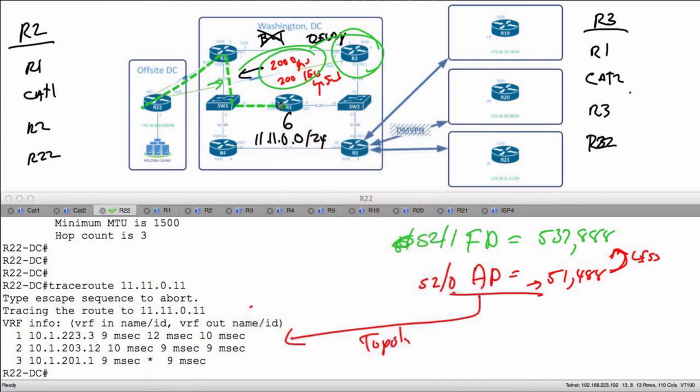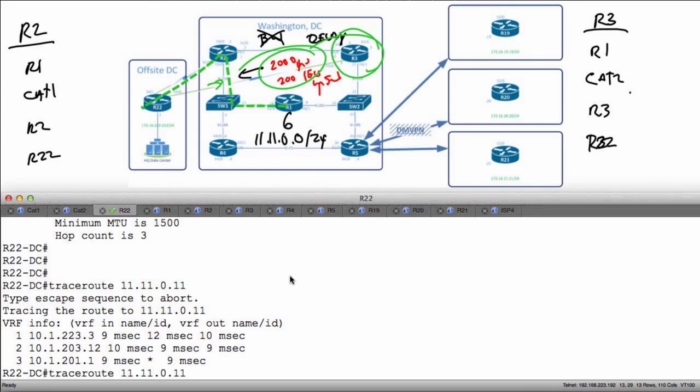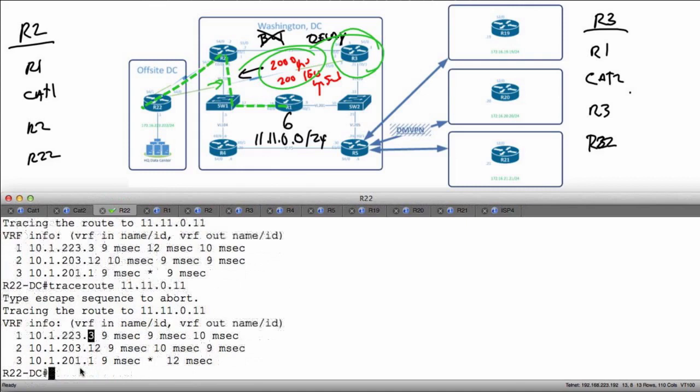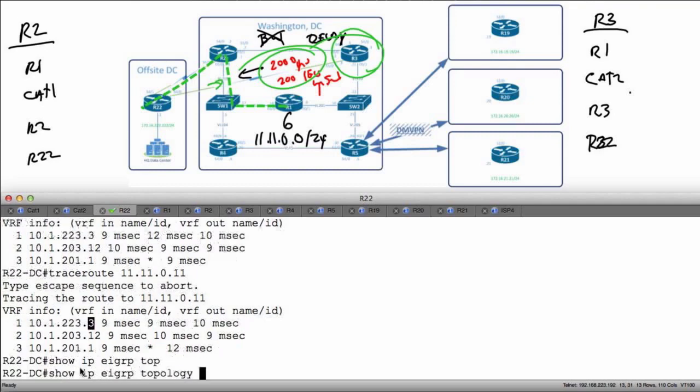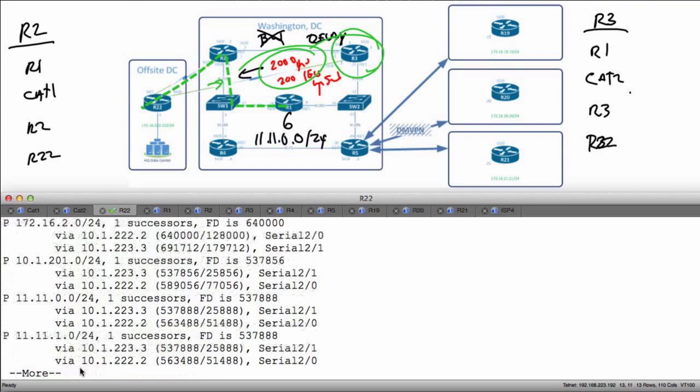First of all, let's just illustrate the point one more time. I'm going to go ahead and erase some of this console output, and let's take a look at what's going on on R22. I'll repeat this traceroute. What we see is we're going through R3. We're not load sharing through R2. And if I look at my topology table, show ip eigrp topology, and I scroll down until I get to 11.11.11.0, what we see here is I only have one successor.